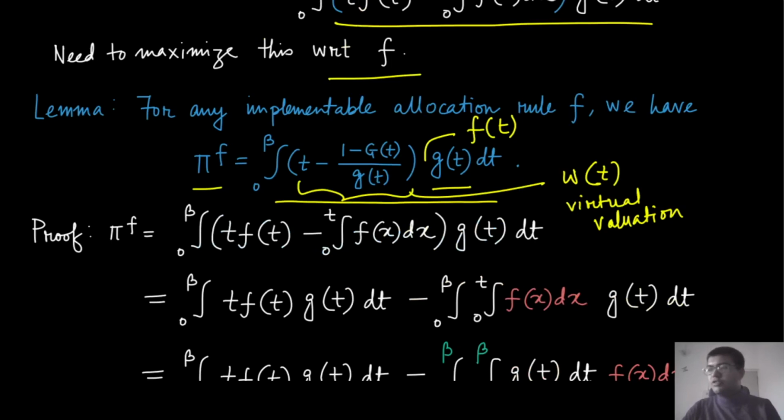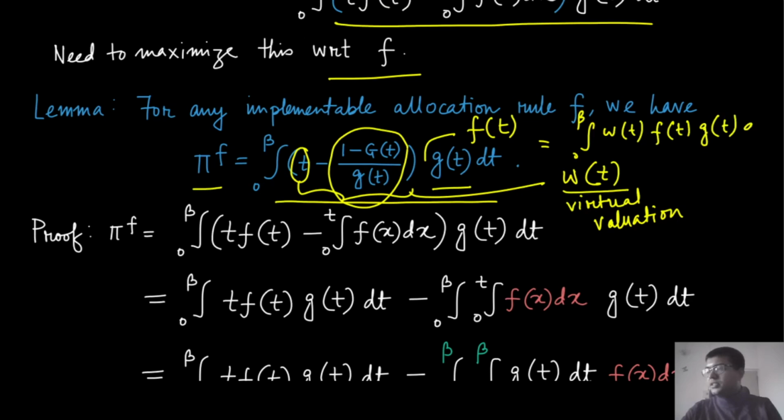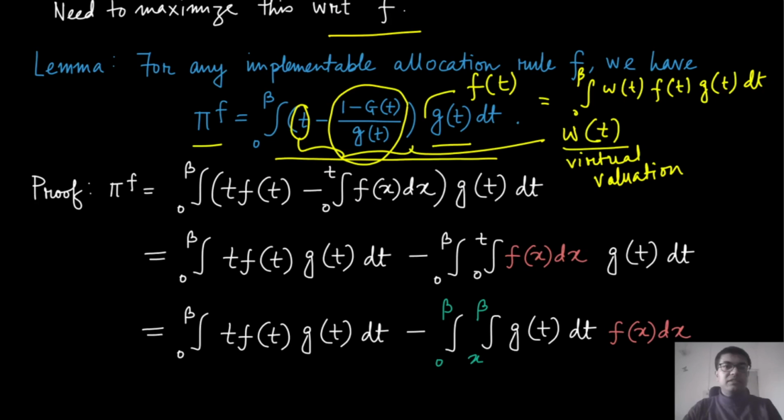So the reason for this virtual valuation is pretty simple. If you had only t, it was the real valuation, but now we are actually subtracting out some expression which is dependent on the priors, and that is why it is called the virtual valuation. So that is the w of t. So you can actually write this expression as integral 0 to beta w(t) times f(t) and g(t). So that is the reduced expression.